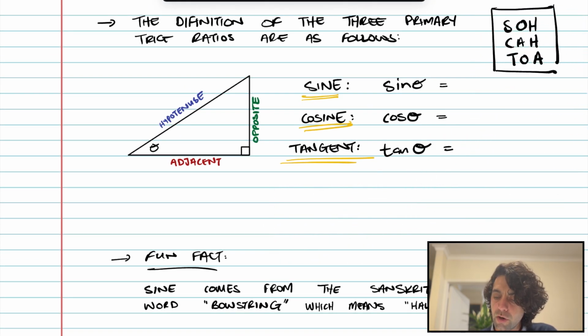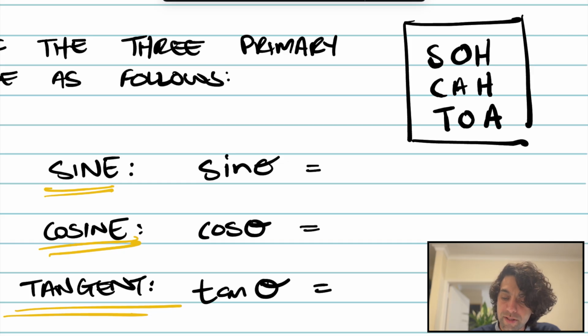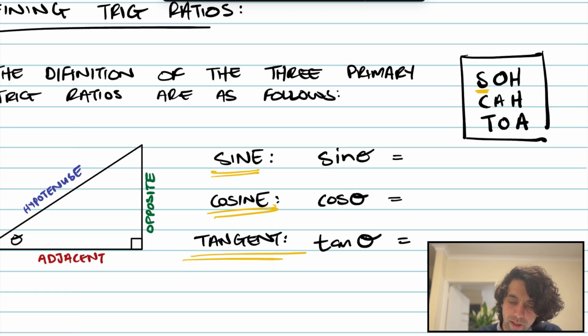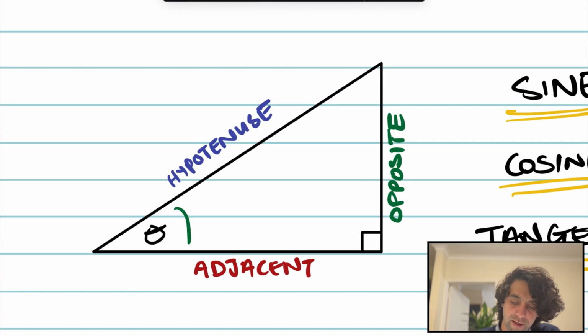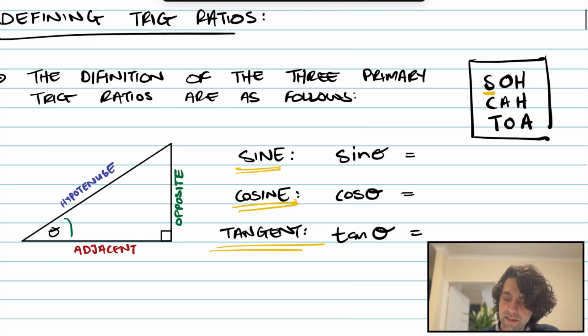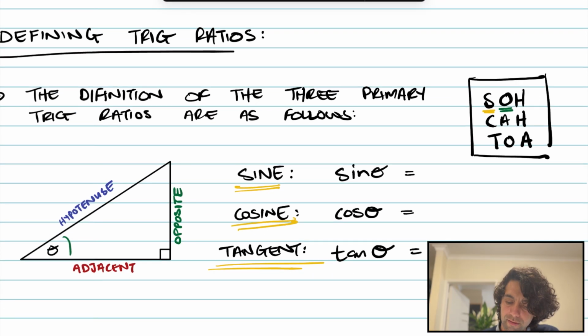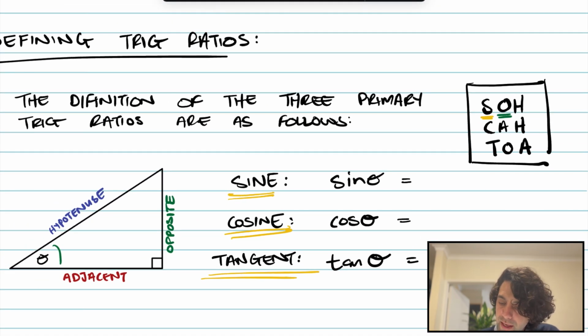So what SOHCAHTOA stands for is that the sine is equal to, in this case, I'm just going to reference this triangle over here. This would be obviously my opposite, adjacent, and hypotenuse for this specific triangle. And sine is the opposite over the hypotenuse. Sine is equal to opposite over hypotenuse. That is the definition of sine theta.